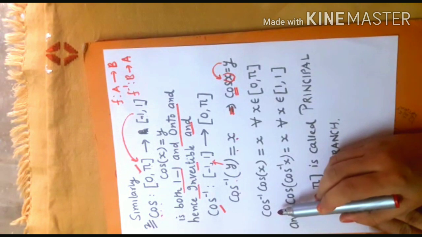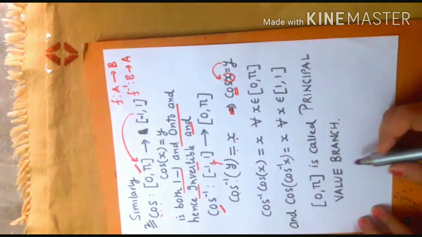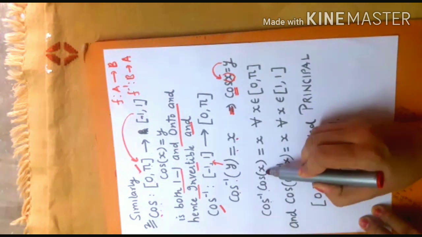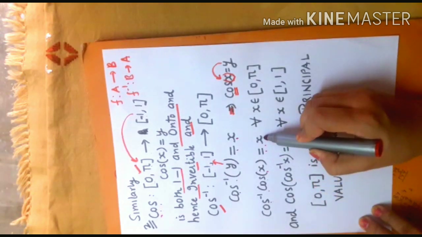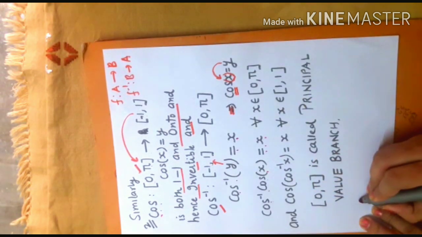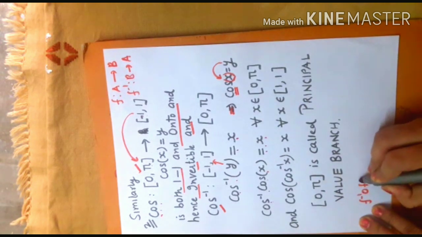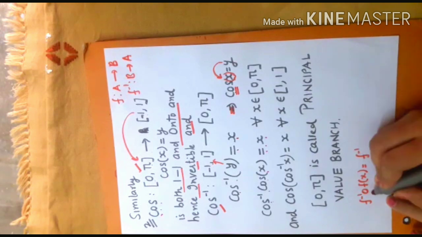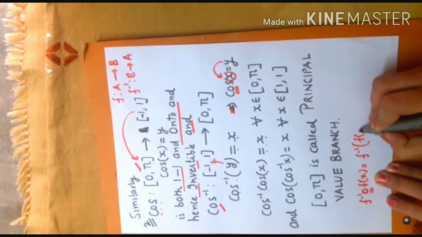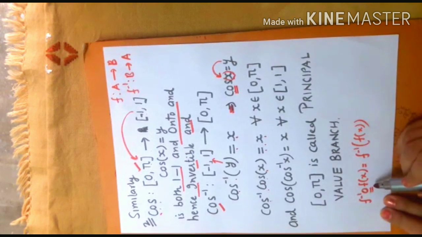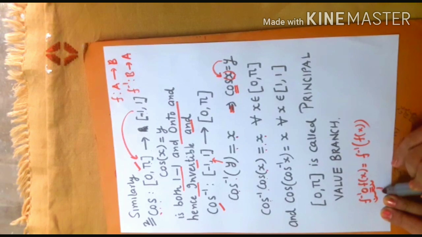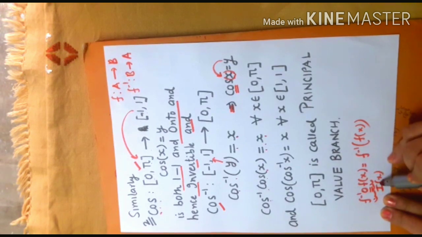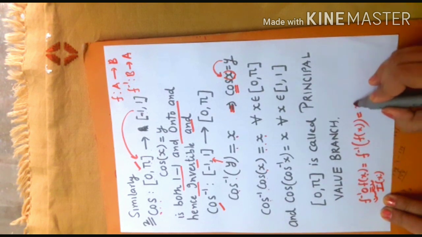As we did in case of sine function, here also cos inverse cos x will be equal to x, because we know that f inverse of f x, that is f inverse, change this to bracket f x. Now we know that composition of any function with its inverse is an identity function. So this is an identity function, and under the identity function, image of x will be x.